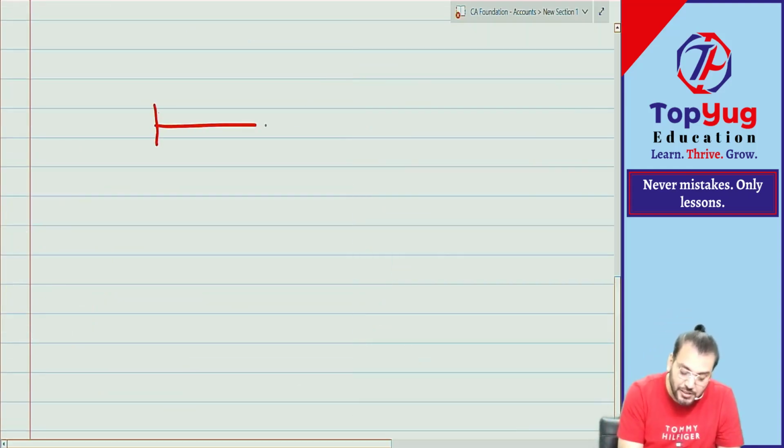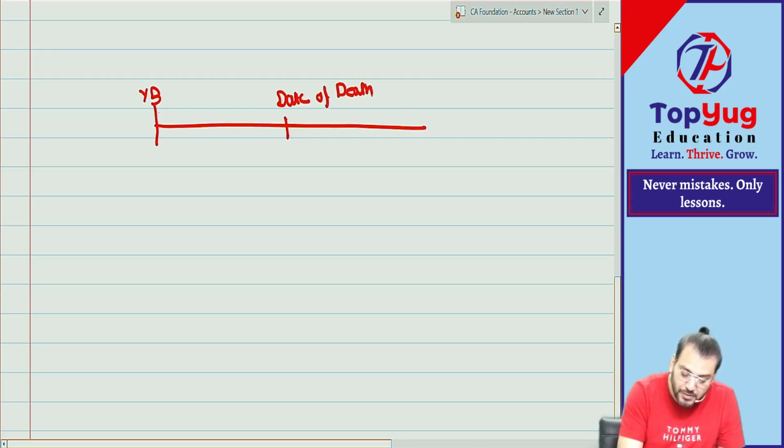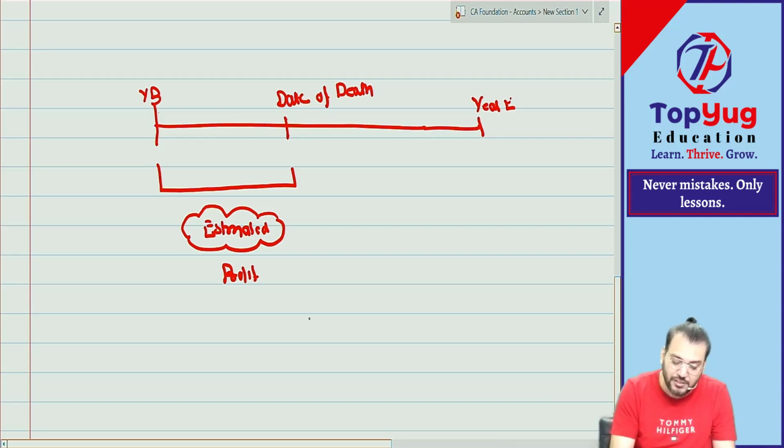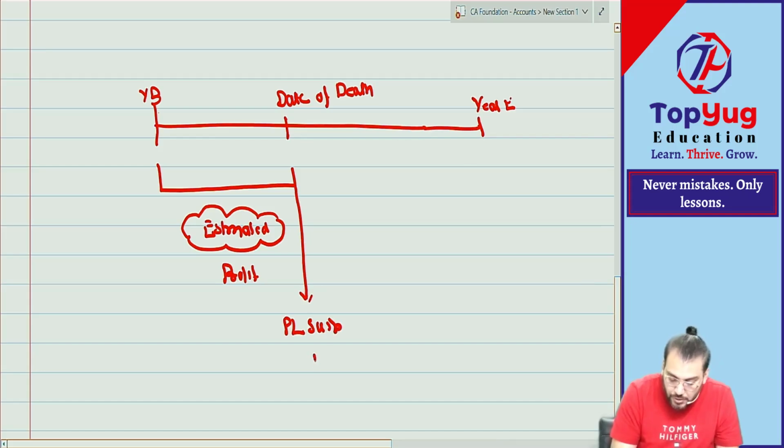Now up to this we have done. Suppose, just try to understand. This is year beginning. This is date of death, and suppose this is year end. So can you say this profit will be calculated on estimated basis, and this profit will be credited to which partner? Only this partner, means we will pass one journal entry: PL suspense to this partner's capital account.